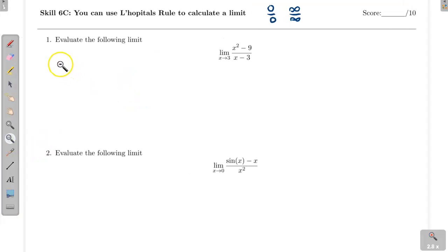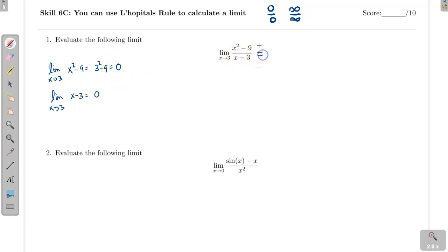So when I go to this first problem, let me zoom out just a little bit more. There we go. When I go to this first problem, the first thing I would want to do is try to plug in 3. It doesn't work, so I go to the side and say the limit of the top is a polynomial, so I just plug in the number and I get 0. The limit of the bottom, I plug in 3, I get 0.